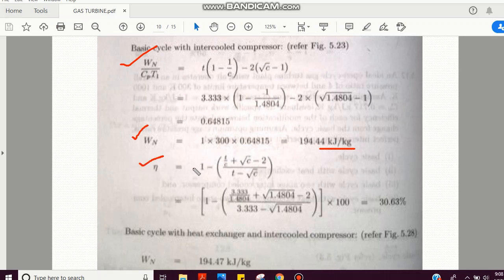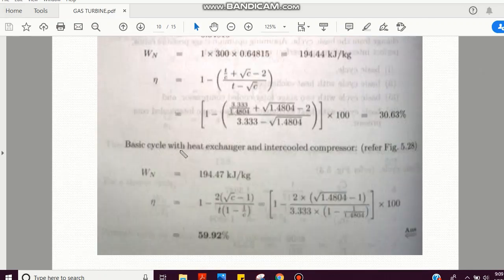The efficiency expression is 1 minus small t by c plus root c minus 2 by t minus c, t minus root c by t minus root c. By substituting the values, we get the efficiency for the basic cycle with intercooled compressor as 30.63%.